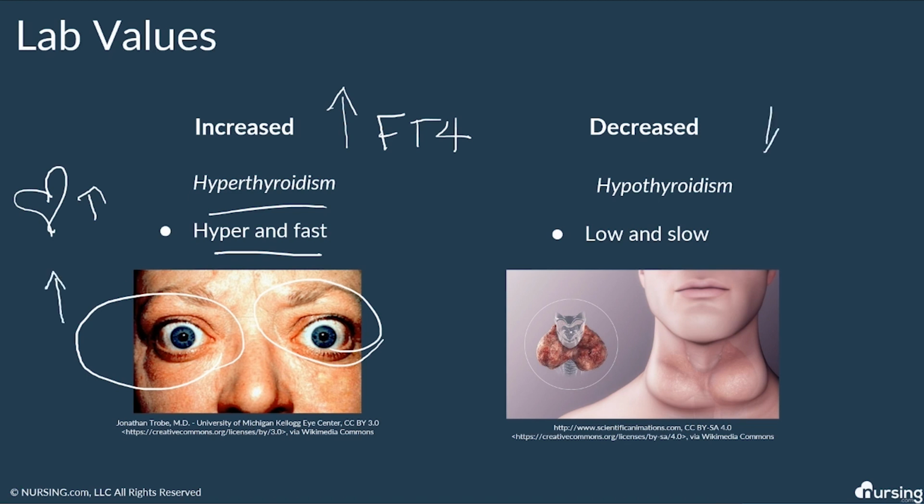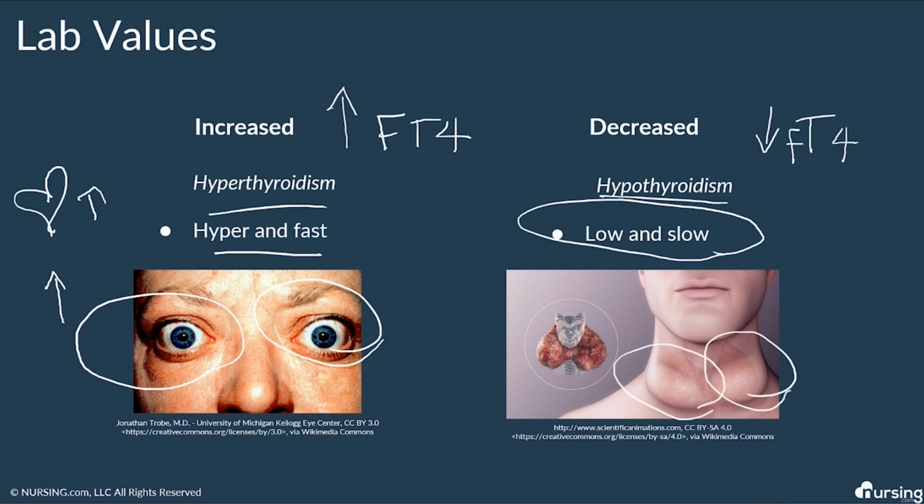Whereas if the free T4 value is decreased, that indicates hypothyroidism. Individuals with hypothyroidism, we say, tend to be low and slow. You might even see a goiter formation, really depending on either one. It could be hyper or hypothyroidism.